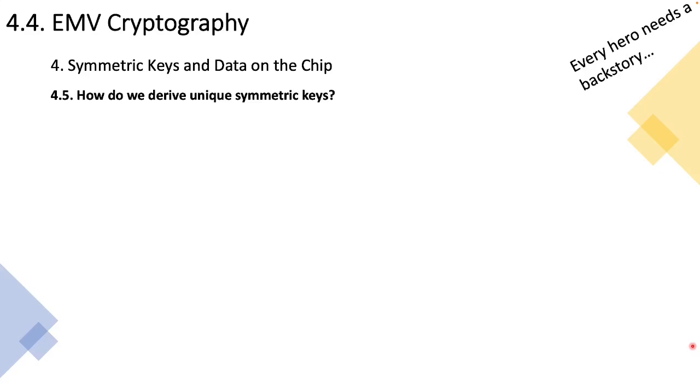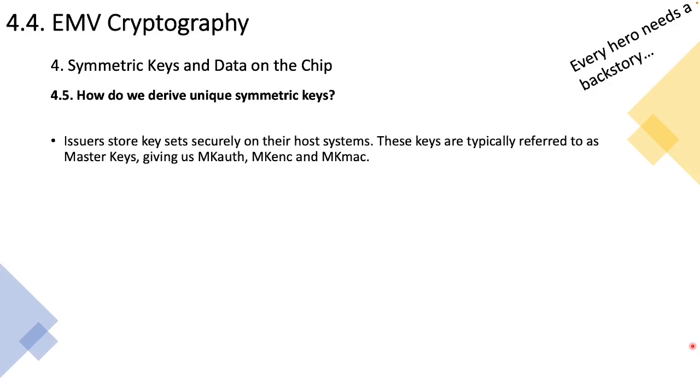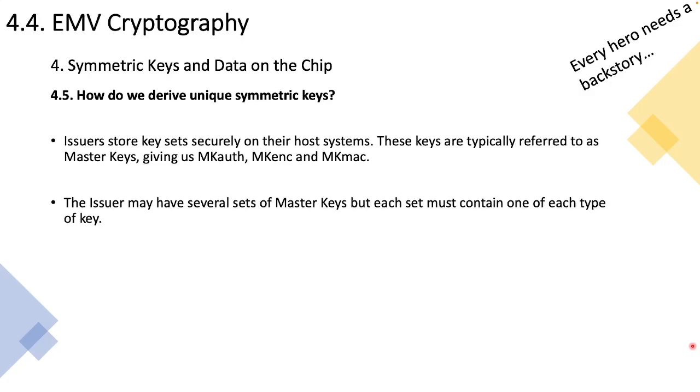Okay, so how do we derive these unique symmetric keys? Issuers have key sets that they store securely on their host systems. These keys are typically referred to as master keys, and each master key is usually a set of three. You have an MK auth, an MK-ENC, and an MK-MAC. The issuer may have several sets of master keys, but each set must contain each of these three subcomponents of keys.